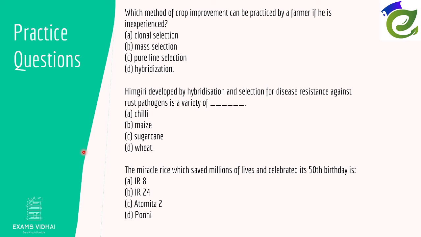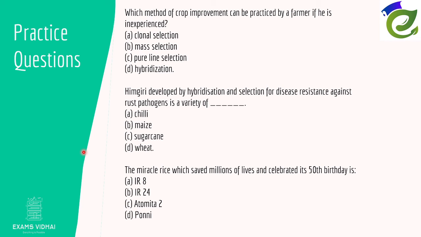For this video, I would like to end with the practice questions. Practice question 1: which method of crop improvement can be practiced by a farmer if he is inexperienced? Himgiri, developed by hybridization and selection for disease resistance against rust pathogens, is a variety of what? The miracle rice, which saved millions of lives and celebrated its 50th birthday, is what? I'll give you some time to solve these questions on your own. You can pause this video and go ahead.